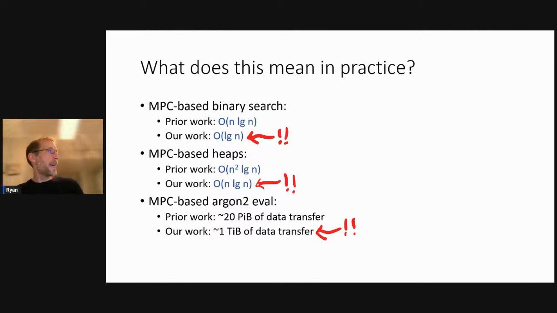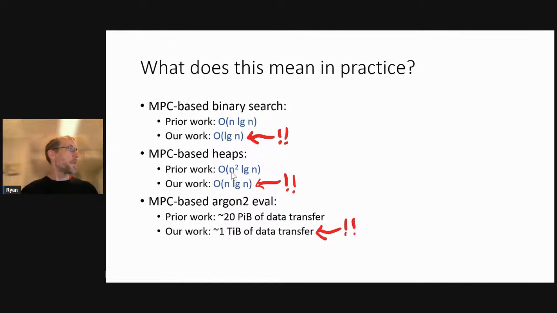What does it mean in practice? Well, for the best binary search in literature, the best before us took n log n communication to do binary search. Now we're down to log n, just like a real binary search. Best heaps in literature took n squared log n communication. We're down to n log n.